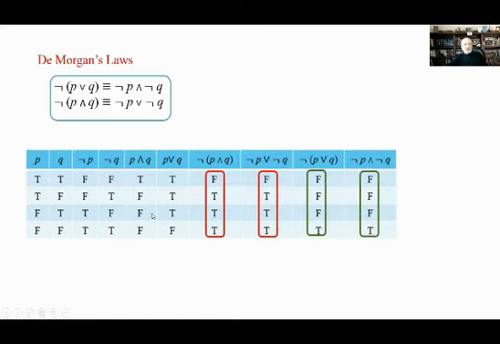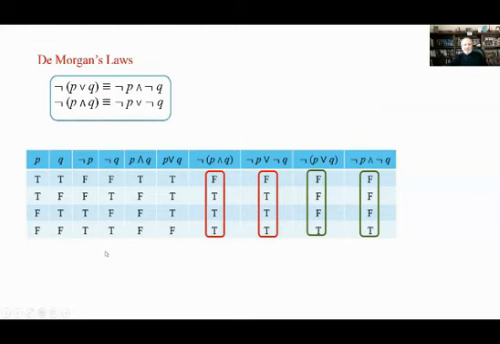We have two famous laws called De Morgan's laws. The negation of P or Q is not P and not Q. The negation of P and Q is not P or not Q. So you see, you negate each term, and the or becomes and, and the and becomes or.